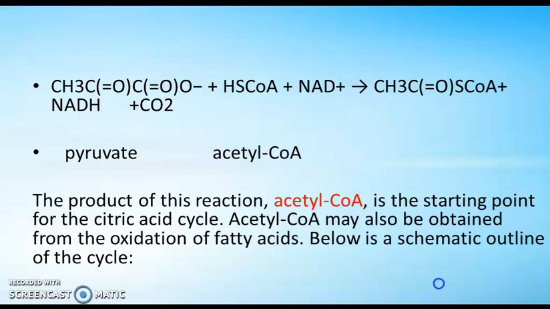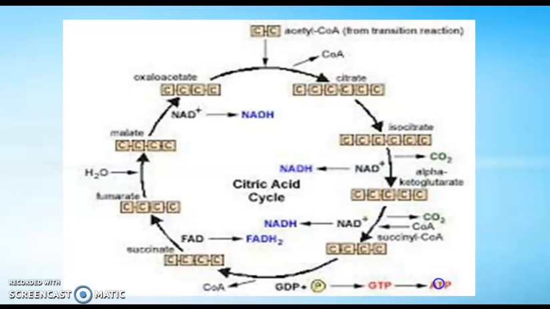The product of this reaction, acetyl-CoA, is the starting point for the citric acid cycle. Apart from pyruvate, acetyl-CoA can also be obtained from the oxidation of fatty acids. This is the diagram that I discussed yesterday: pyruvate can't enter the Krebs cycle directly, so it is converted to acetyl-CoA. Then it enters the Krebs cycle combined with oxaloacetate, and the cycle of intermediates is formed.